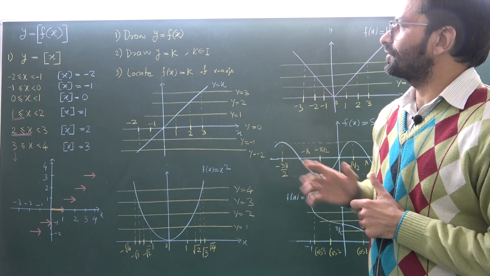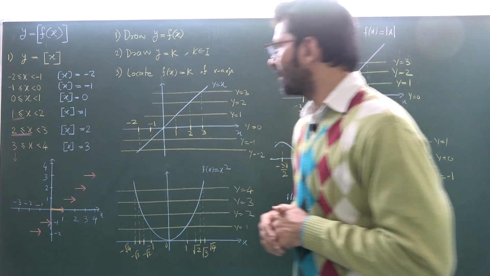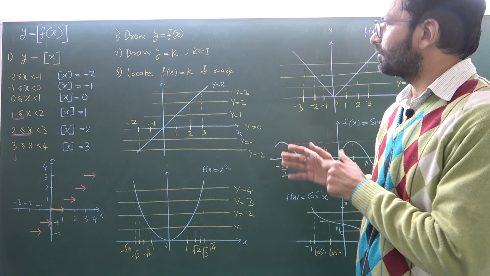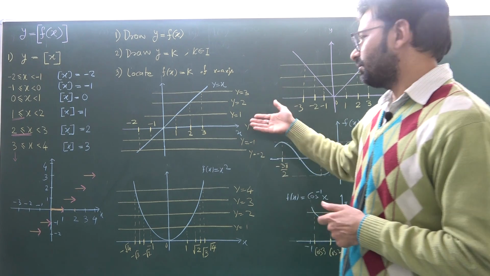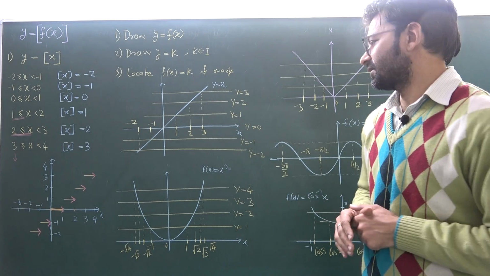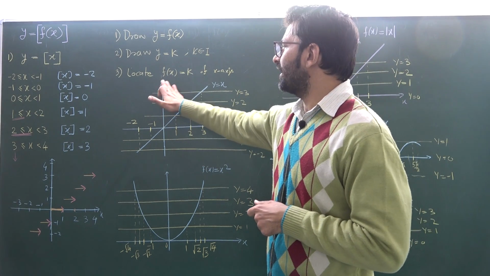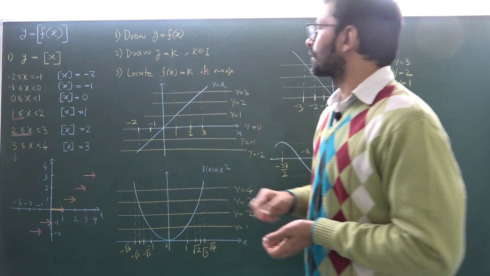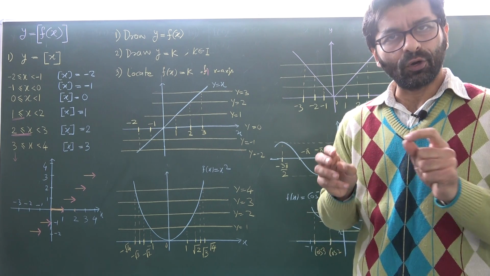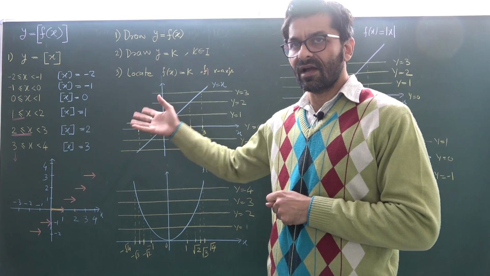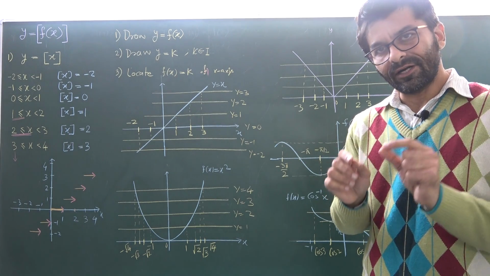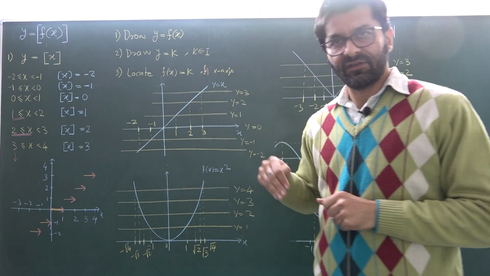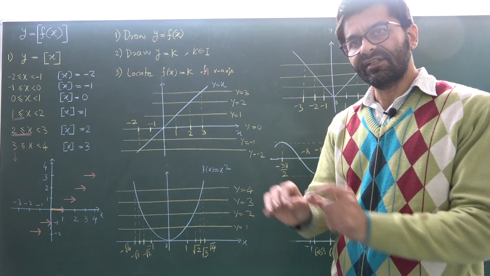First we need to draw y equals f(x). The second thing is to draw lines parallel to the x-axis, y equals k, meaning integral values of y, lines parallel to the x-axis at integral distances. And the third thing is to locate f(x) equals k on the x-axis. On the x-axis, which means we need to calculate the points of intersection of this curve and these lines and try to locate those points of intersection. Corresponding to those points of intersection, calculate the x coordinates and then locate them on the x-axis.